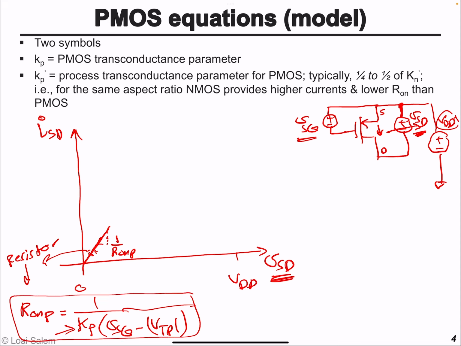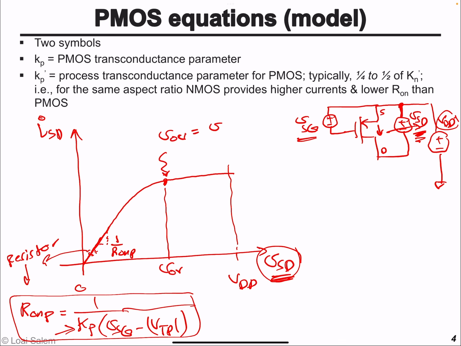And as we increase the voltage VSD across the transistor further, we'll find that the current will continue increasing linearly until it starts saturating. So where is it going to saturate? At V overdrive. And what is the value of V overdrive? The value of V overdrive for a PMOS is essentially VSG minus VTP.